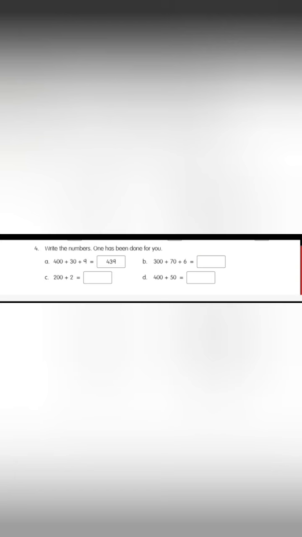They have given the expanded form. You have to write it in standard form. Its standard form is nothing but you have to write the numbers. So one example they have done, 400 plus 30 plus 9, 439. Next number is 376. 200 plus 2, so 202. The last one is 400 plus 50. That is 450.